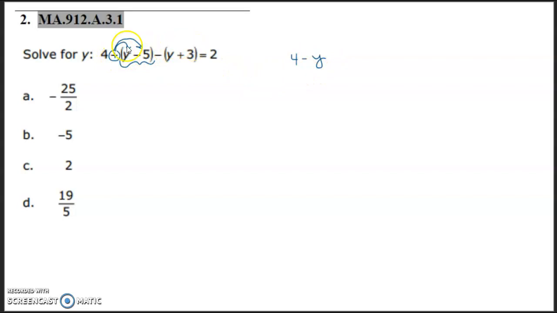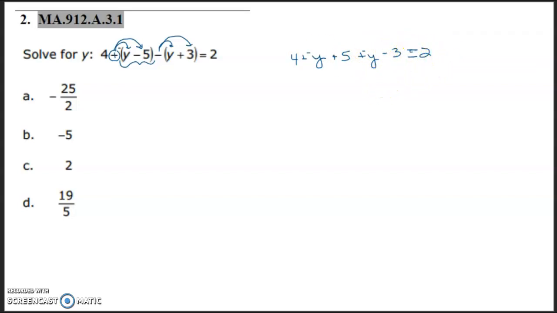Let's think about it this way. 4 plus negative y, or 4 minus y. We can do it that way too. And then this turns into a plus 5. Then again, this negative is going to everything in here. So this turns into a minus y, or a plus a negative y, and then minus 3 equals 2.